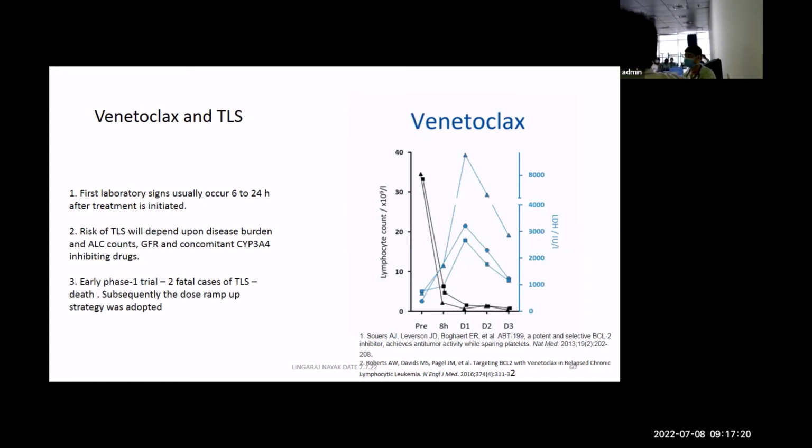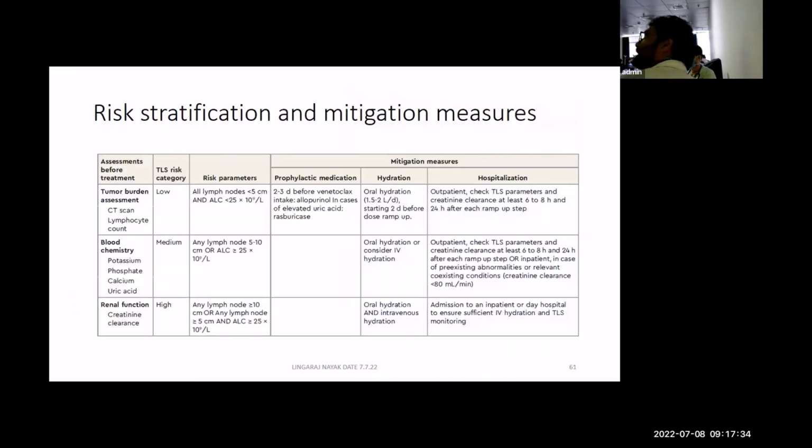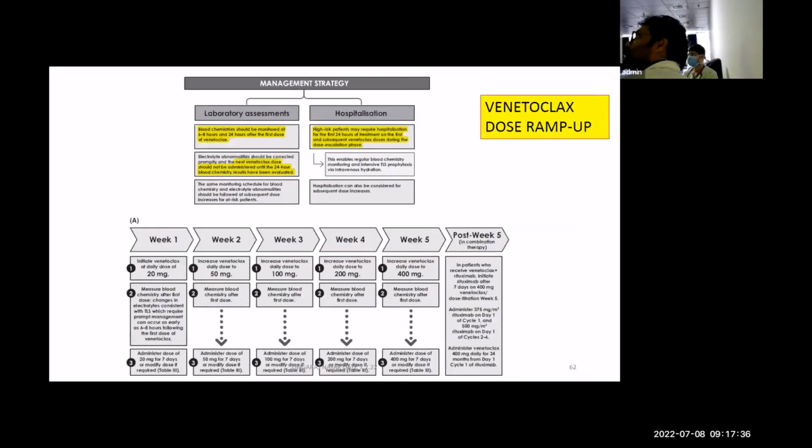After that, they thought that giving full-dose venetoclax on day one can lead to this lysis because of its rapid onset of action. That led to the concept of dose ramp-up. So you start slow and then gradually increase the dose on a weekly basis. That's how the dose ramp-up is done. Let's go here. Yes, this is the way the dose ramp-up is done for venetoclax.